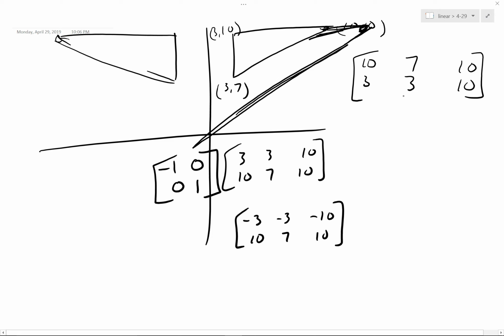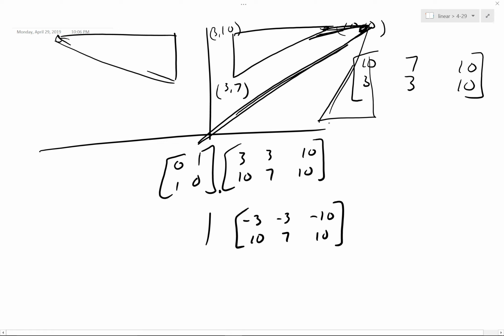What has happened there? Well, I think you went through and you multiplied it by something along these lines. So 0 times 3 plus 1 times 10. Yep, that's it right there. Piece of cake. So these guys would reflect over and they'd be down somewhere like this. Okay? And that's the game.